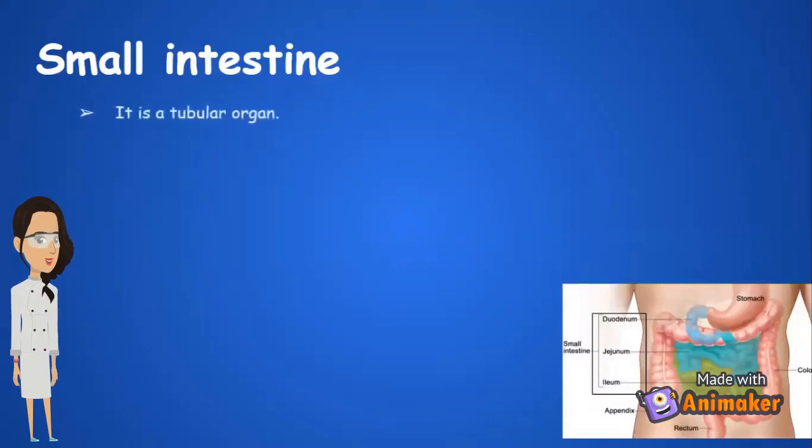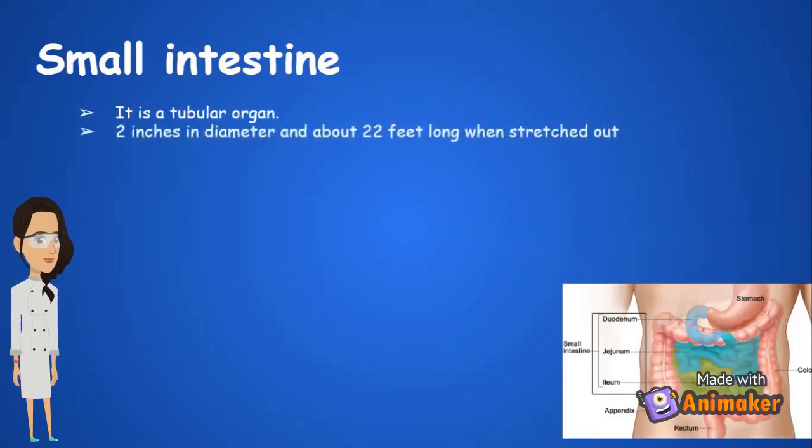Now let's learn about the small intestine. It is a tubular organ. It is 2 inches in diameter and about 22 feet long when stretched out. Wow, that is pretty long. It has 3 parts, as shown in the picture below, but we won't get too much into them today.